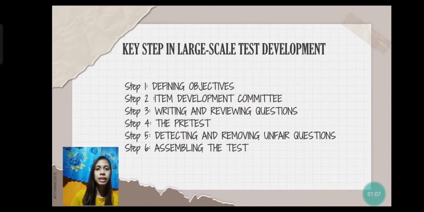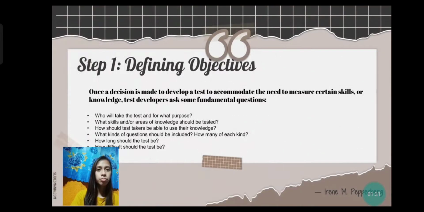Let's proceed to the key steps of large-scale test development. Step 1, defining objectives. Step 2, item development committee. Step 3, writing and reviewing questions. Step 4, the pre-test. Step 5, detecting and removing unfair questions. Step 6, assembling the test. So, Step 1, defining objectives.